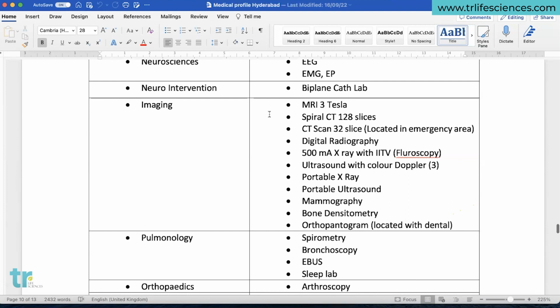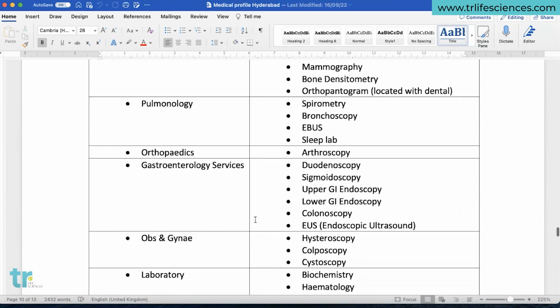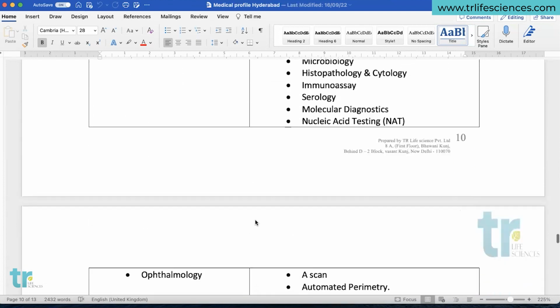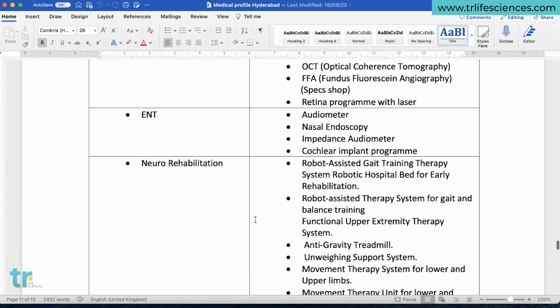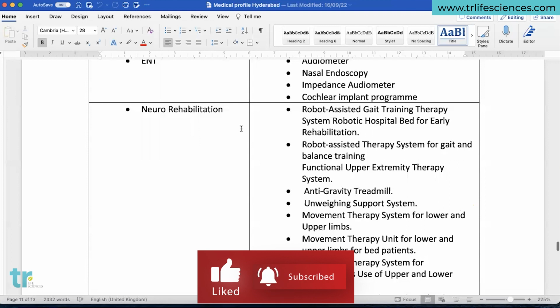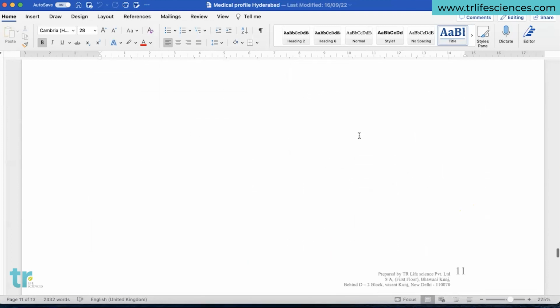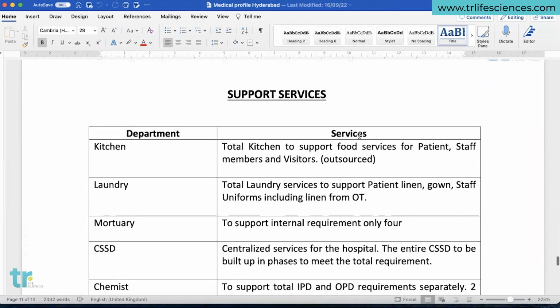All the imaging, MRI, CT, X-ray, ultrasounds, what rooms we will require for that. Then pulmonology, orthopedic, gastro, obs, laboratory. So the detailing is done here. Here neuro rehabilitation was also proposed, with a robot assisted gait training system. This is actually one of the high end equipment.